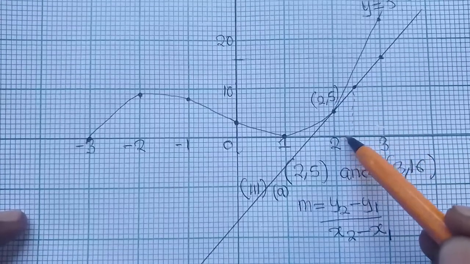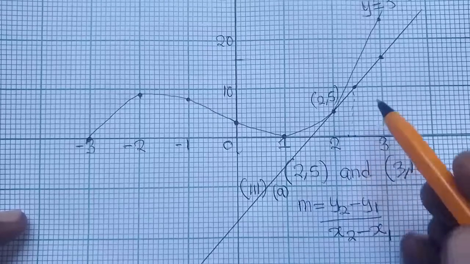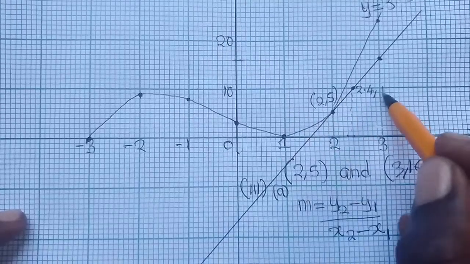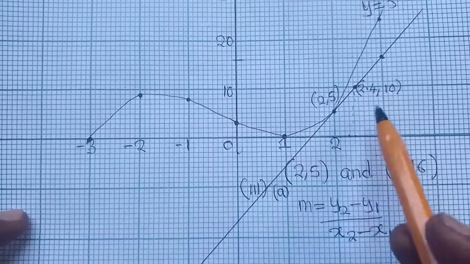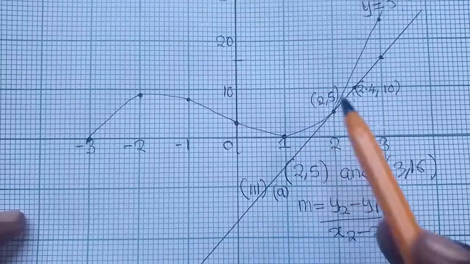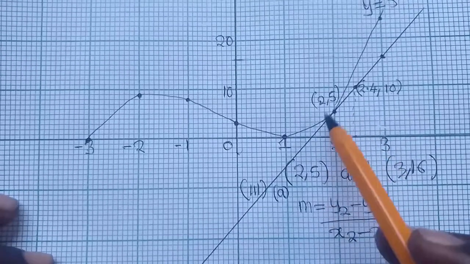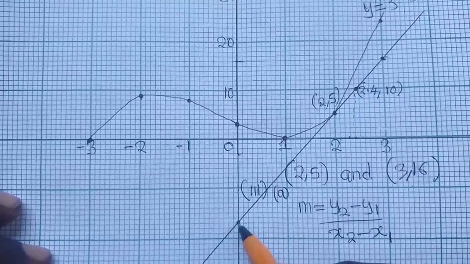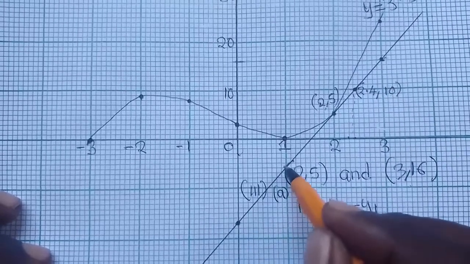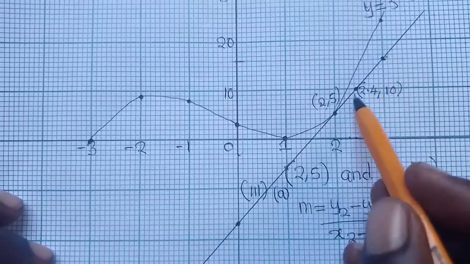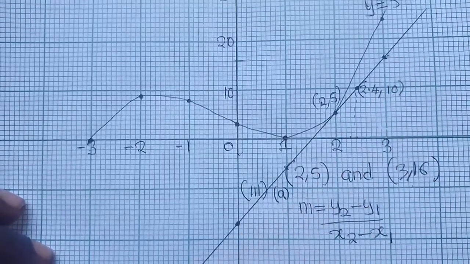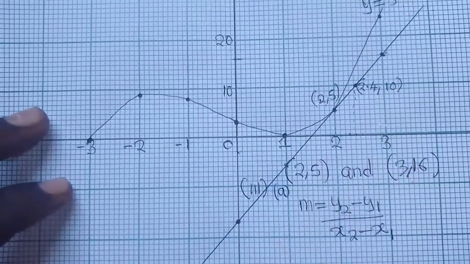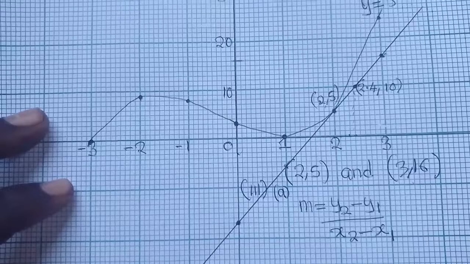You've got 2.1, 2.2, 2.3, 2.4. So that one is 2.4, comma 10. Have you seen? If you want, you can get that one and this one. But me, I'll get this one and this one that I found. If you want, you can get a point that is here, or a point that is there, as long as it is along this line. All coordinates should be gotten from this same line that I've just drawn here. This is what you are supposed to do.